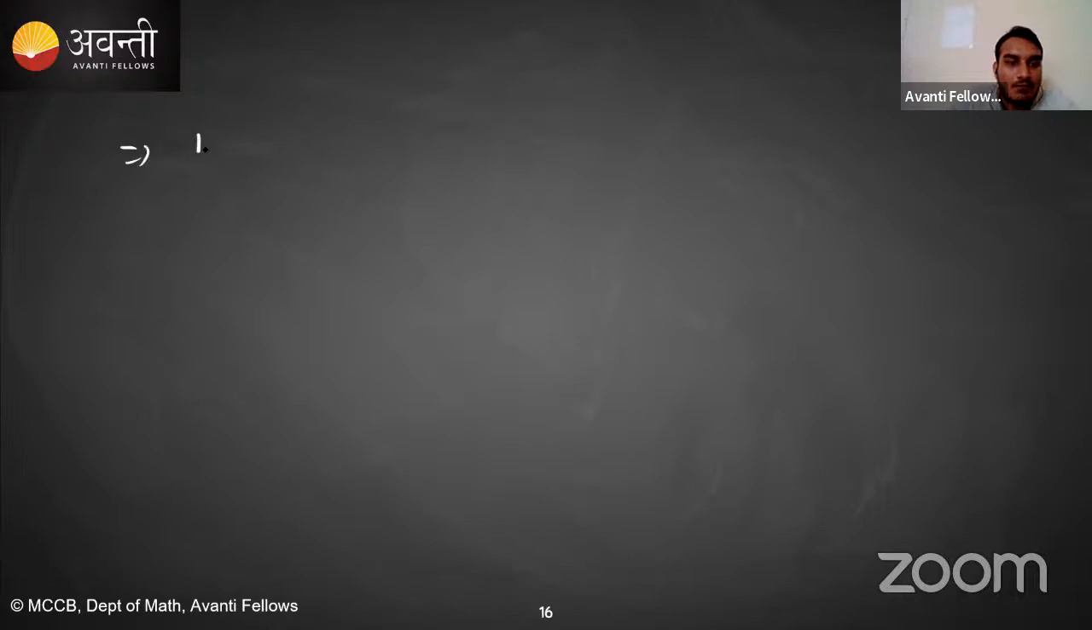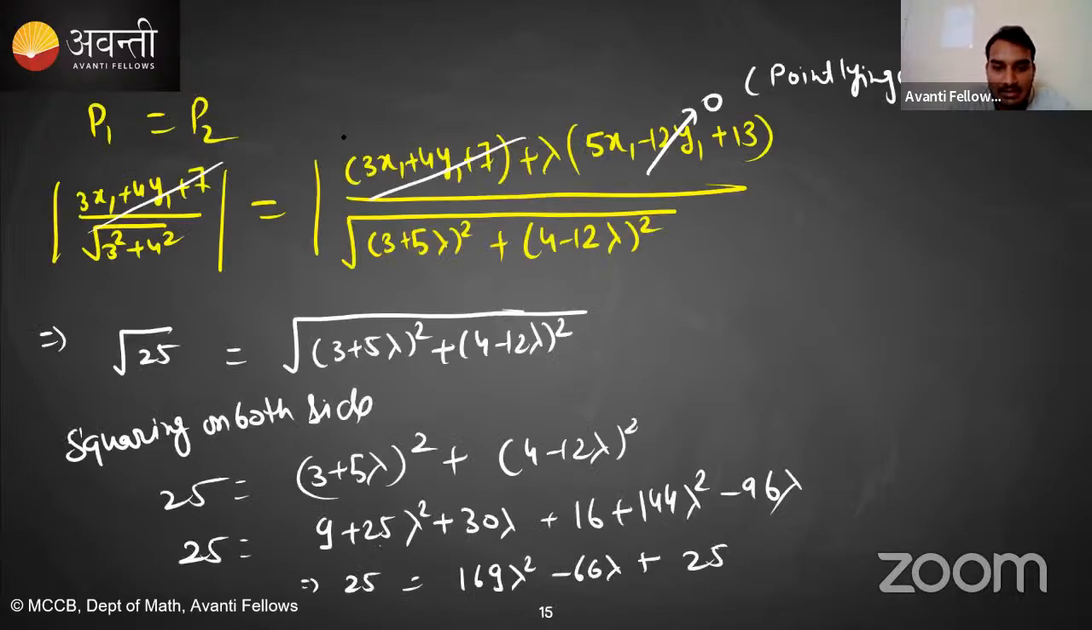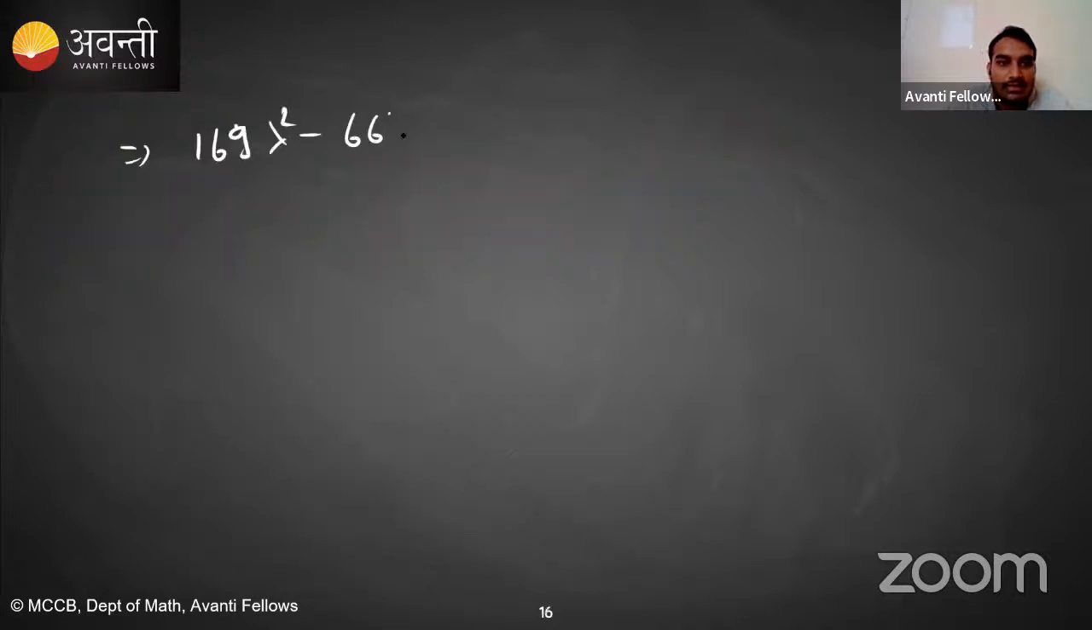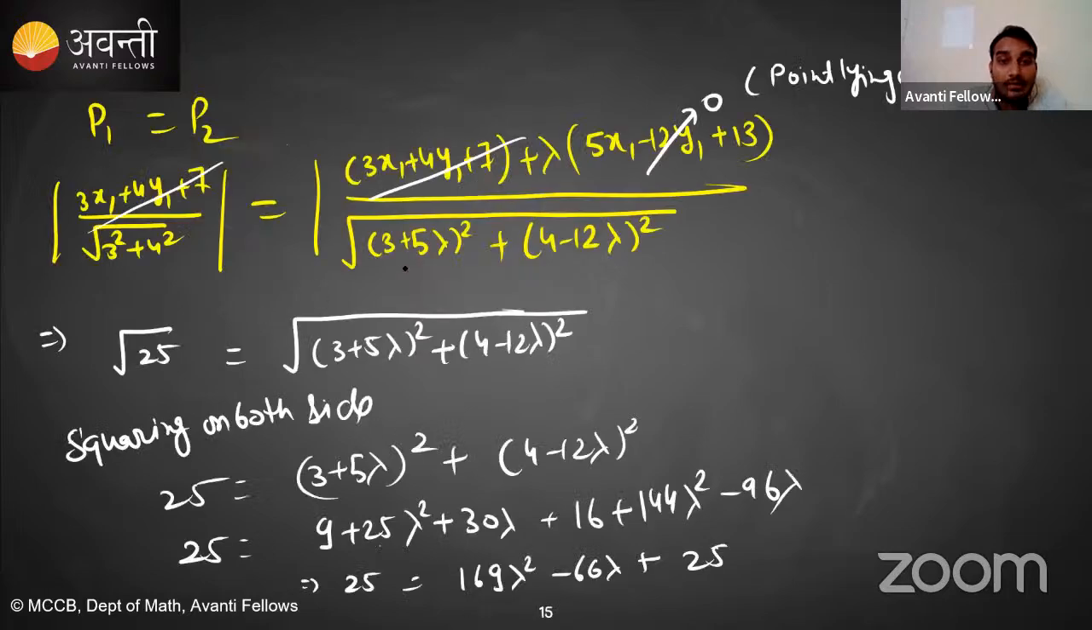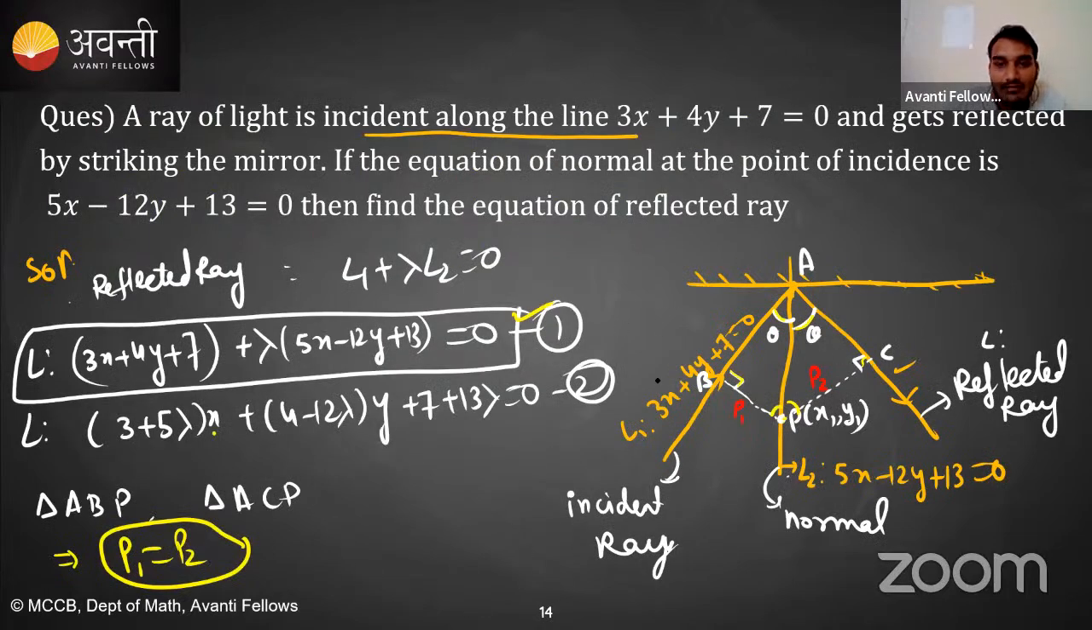So it implies 169 lambda square minus 66 lambda is equal to 0. So lambda into (169 lambda minus 66) is equal to 0. Either lambda is 0 or lambda is 66 upon 169. Right? So now students, if lambda is 0, then my reflected ray will become L1 equal to 0. Right?